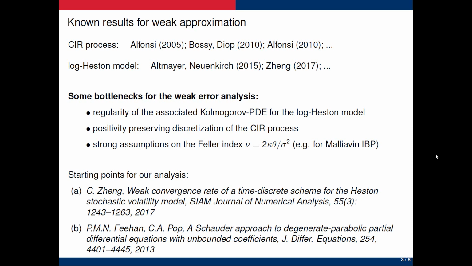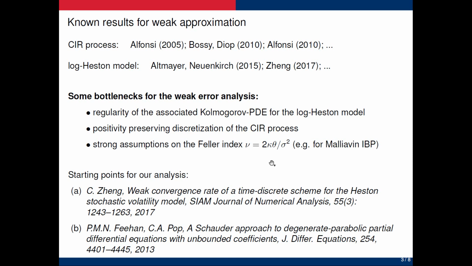Third, many of the mentioned articles above needed strong assumptions on the Feller index to prove their results. The Feller index is denoted by nu, which is equal to 2 times kappa times theta divided by sigma squared. And it controls the closeness of the CIR process to 0. Requiring a high Feller index makes the analysis a little bit easier, but it is always our goal to state theorems for the largest possible parameter range.